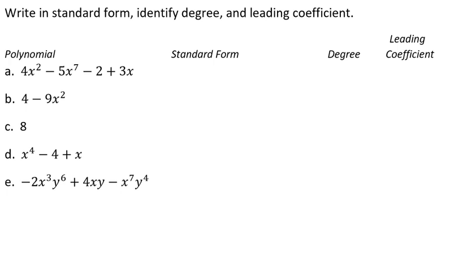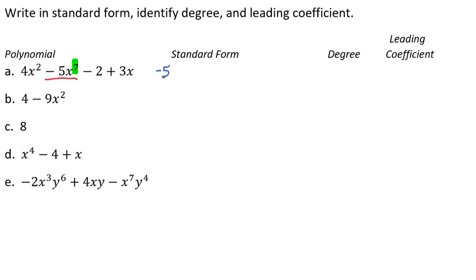In this video, we're going to be writing polynomials in standard form, and then identifying the degree and the leading coefficient of the polynomial. So if we look at our first example, our polynomial says 4x squared minus 5x to the 7th minus 2 plus 3x. To decide which term should go first, we want to find the largest power, and in this case, it is the 7, which means that this term will go first.